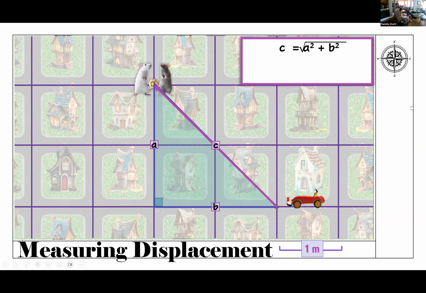So how do we do this? We're gonna take our measurements, 2 meters squared, 2 meters squared. What's 2 squared? 4. So now you've got 4 plus 4, which is what? 8. So now we're gonna take this and come up with our square root of 8.